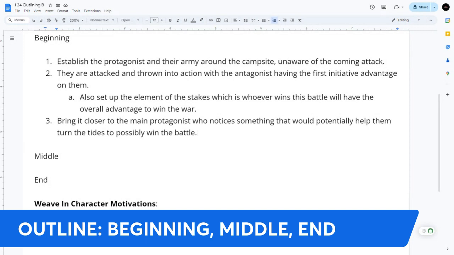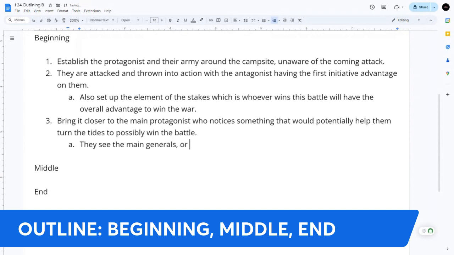All right. One of the things could be they see the main generals or a weakness in their approach, right? Then I might write this. I might go, think about this before. Think about this. All right. And that's just a personal note to myself. That's how I would do it if I'm outlining. So you're seeing inside the mind of a crazy person.